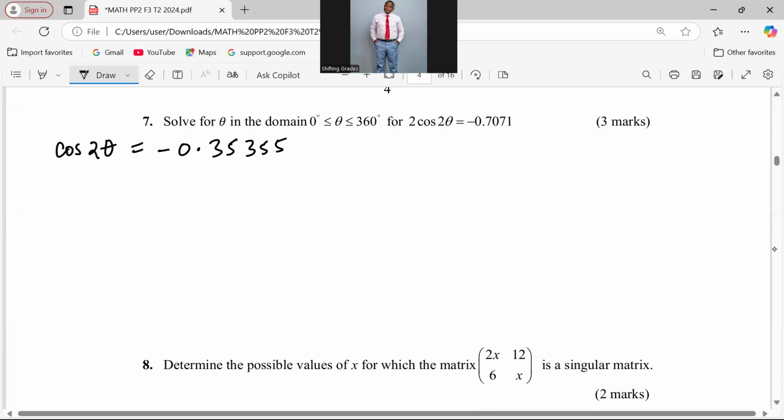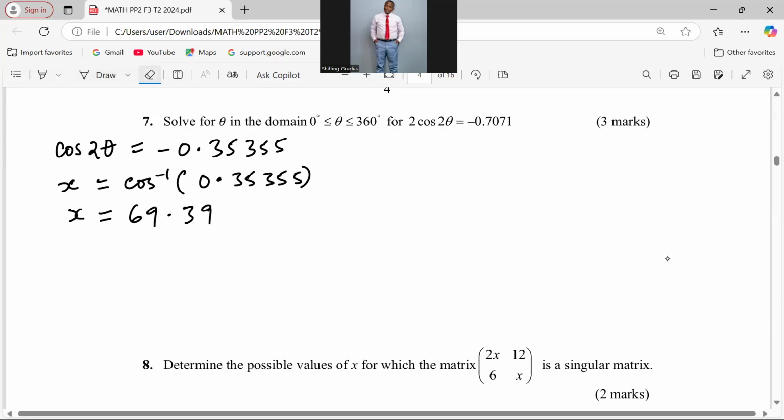So we are having this. Let's get a certain acute angle x, which will be given by the cos inverse of 0.35355. Acute angle x becomes 69.295, which is 69.30. So we are going to deal with an acute angle, which is equivalent to 69.30.